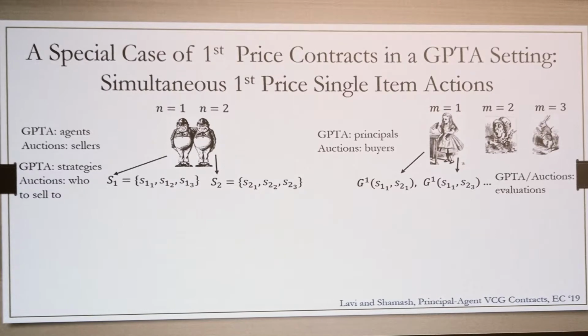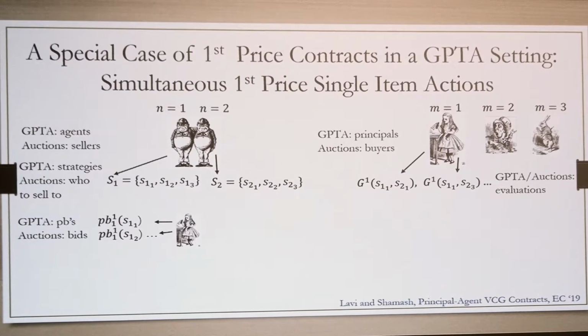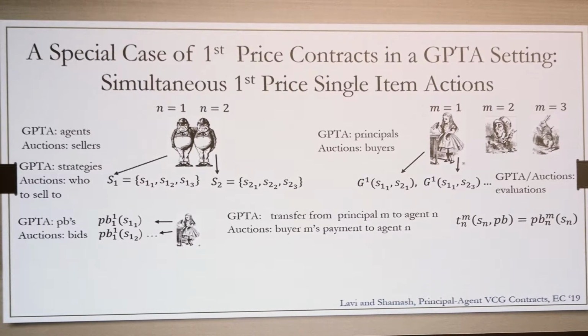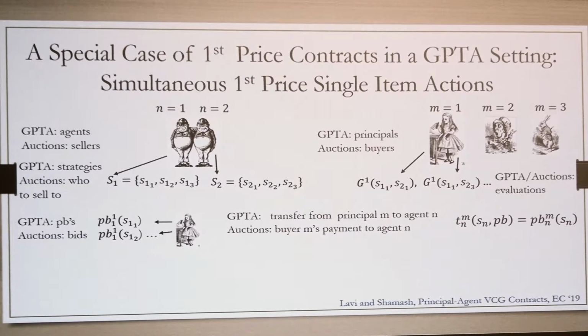Alice's evaluation for the first bundle we have here is having item 1 and item 2. But the second bundle is actually just item 1, because agent 1 would be selling his item to principal 3 in this case. And the principal bids in our setting are the principal bids we talked about, and in the auctions they would be the bids. The transfer in the auction setting would be the payment that the principal pays the agent for whatever action the agent chooses.